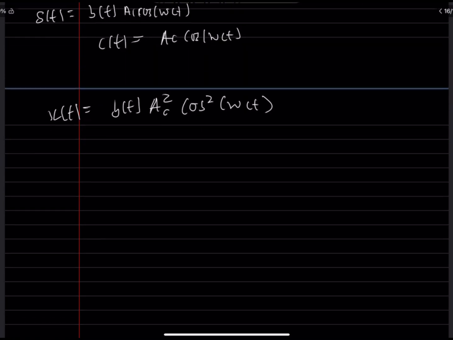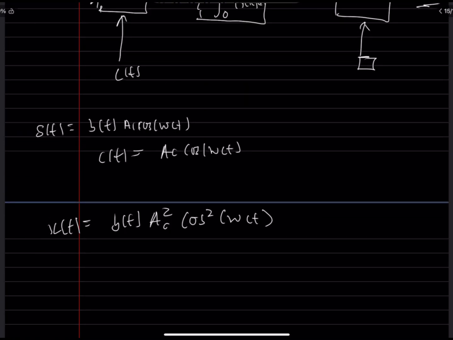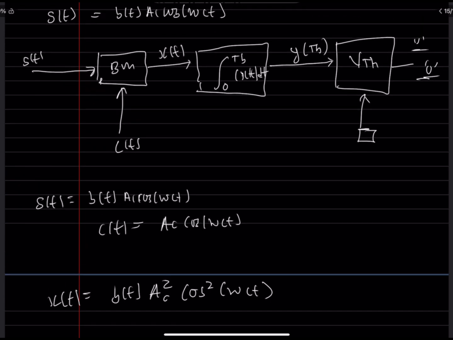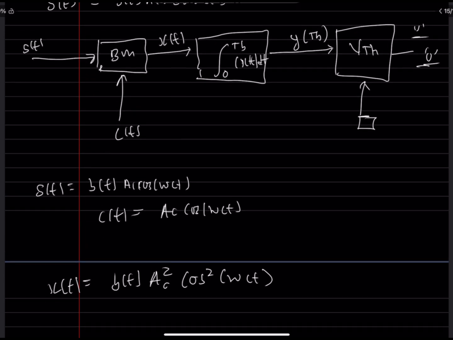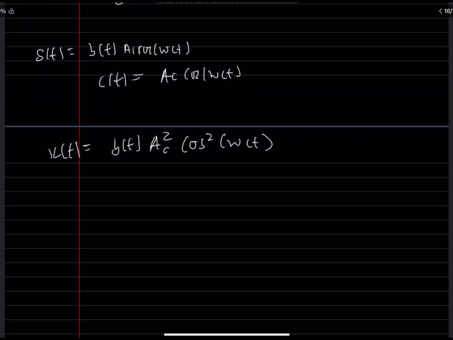When we get this output of the balance modulator, we need to pass it through a low pass filter, which in this case is our integral. For that, we will need some trigonometric identity to simplify what we want to do here. So let's see how we can simplify it.